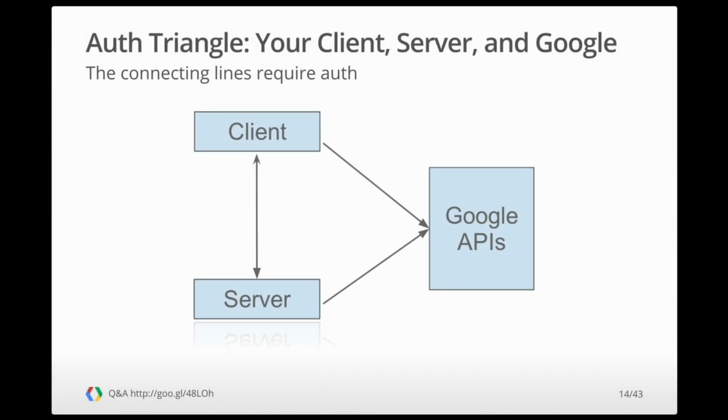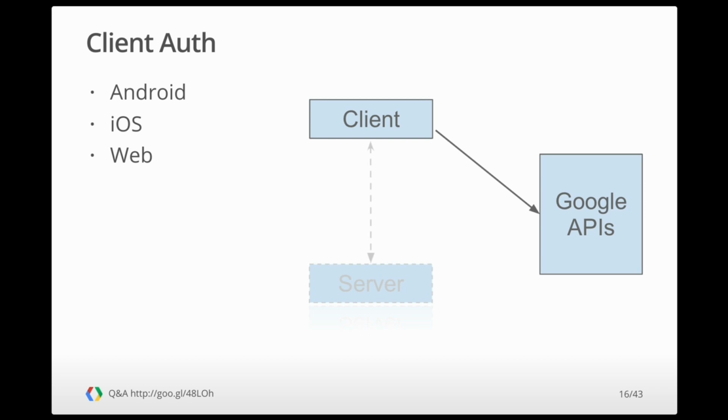So now let's look at where Auth comes in to your architecture. Many of you are probably familiar with this, where you have a client, server, and Google. With Auth, you need to think about all three of these lines, whether it's connecting your client to Google. How do we know this is really your client? From having your server connected to Google, and also between your client and your own server.